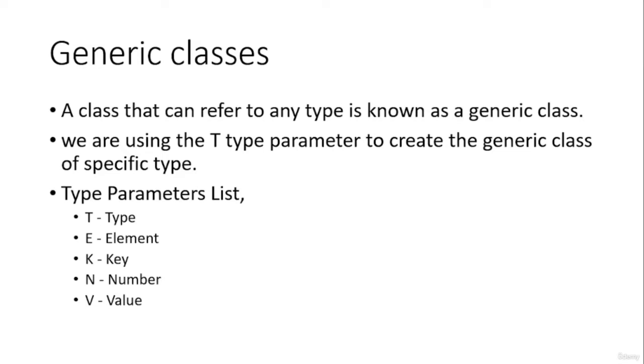Now let us see the different types of type parameter list which are available for generic classes. The first one is T for type, E for element, K for key, N for number, and V for value. Those are the different type parameter values which are provided. For each one there is a specific meaning, which we will see in the programs.